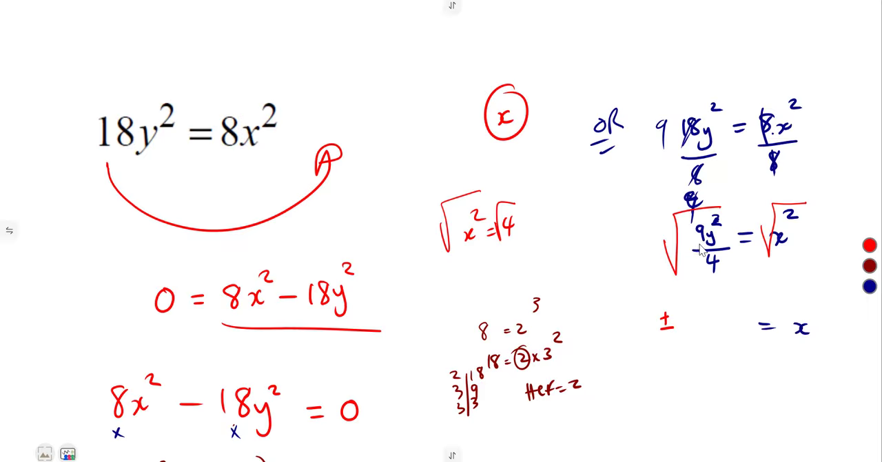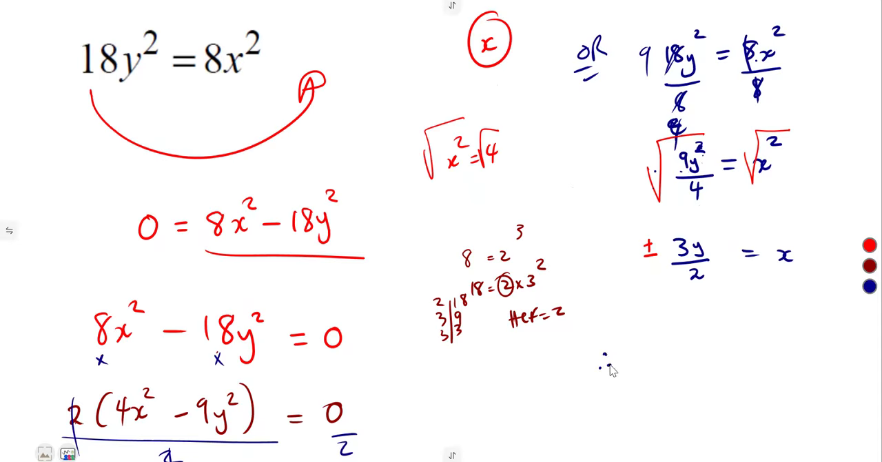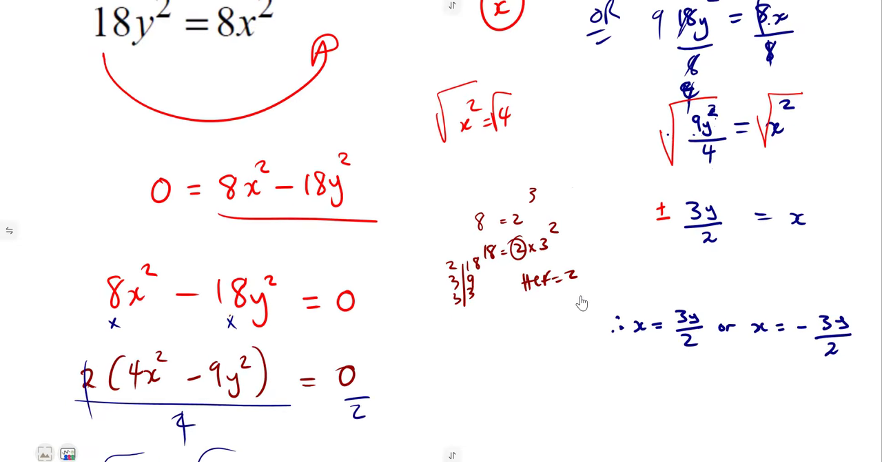We simplify. Do we know the square root of 9? Yes. Square root of 9, that's 3. Square root of y squared. Remember, square root and squared neutralizes. You are left with y over the square root of 4, which is 2. So this is what you have. X is equal to this, plus or minus this. So you can rewrite to say, therefore, x is equal to positive 3y over 2, or x can be a negative 3y over 2. Just like that. And we can see this is exactly what we obtained.